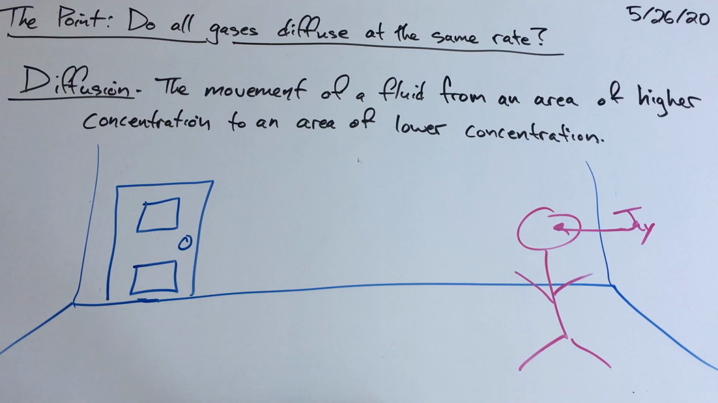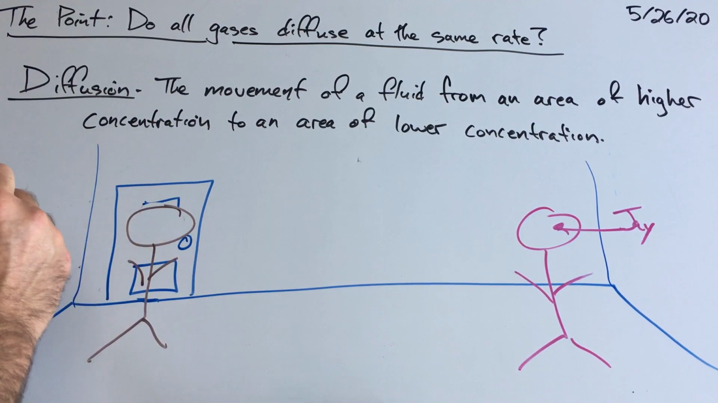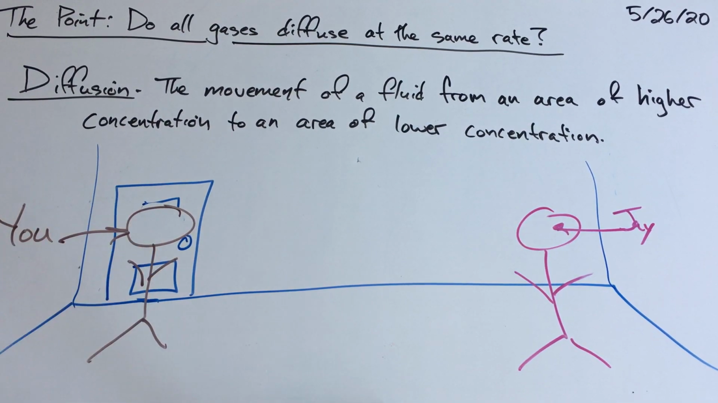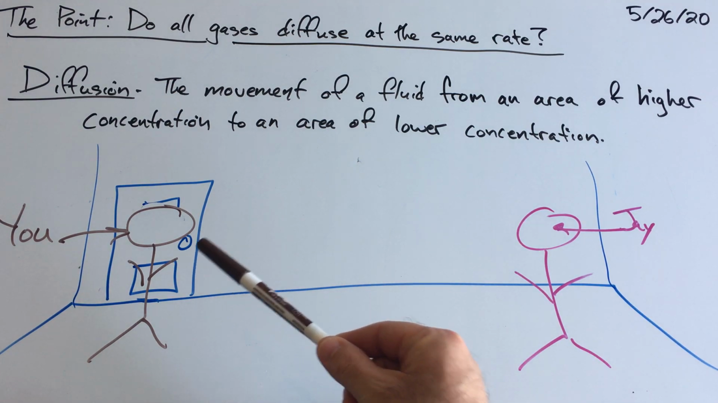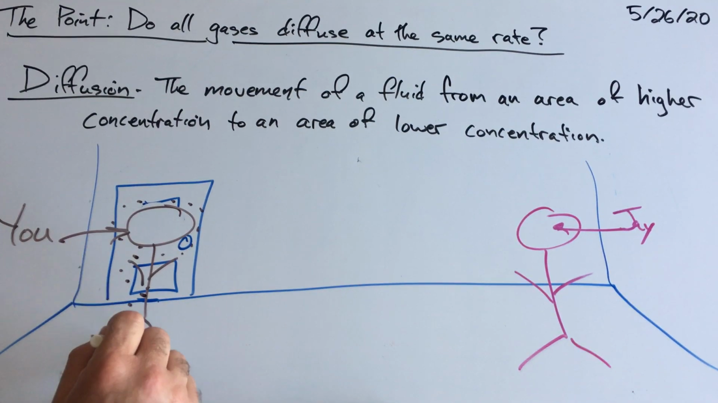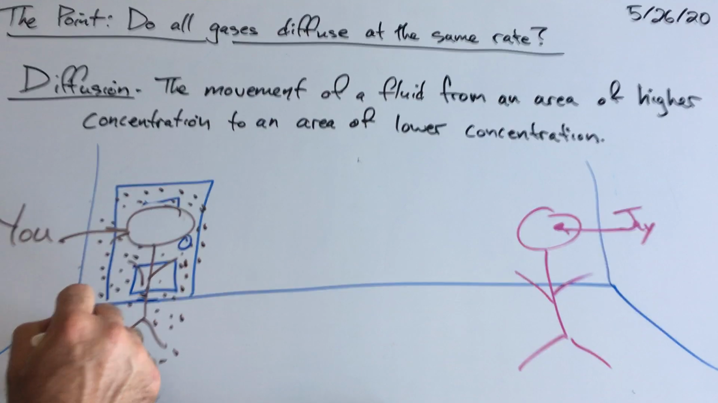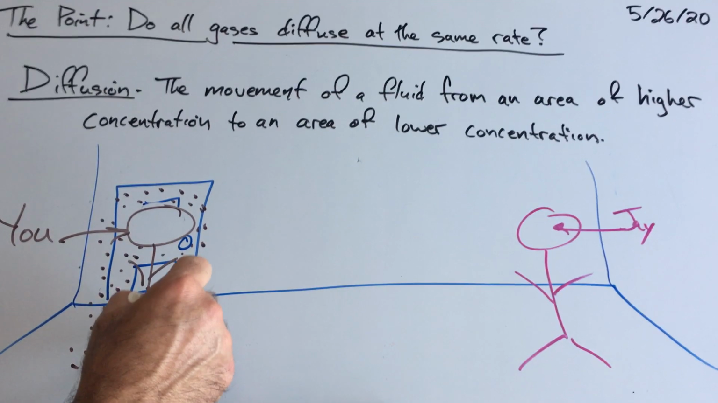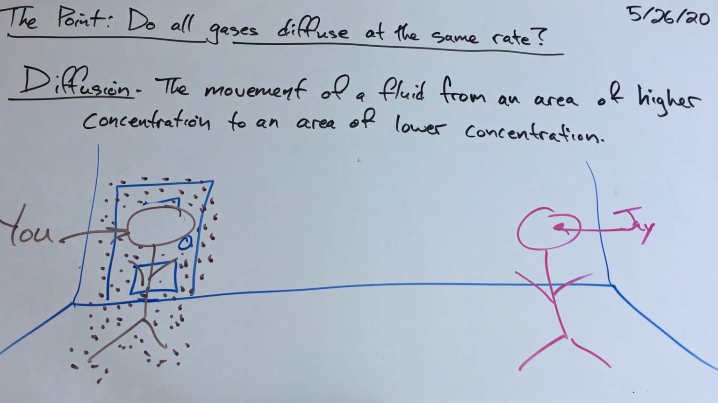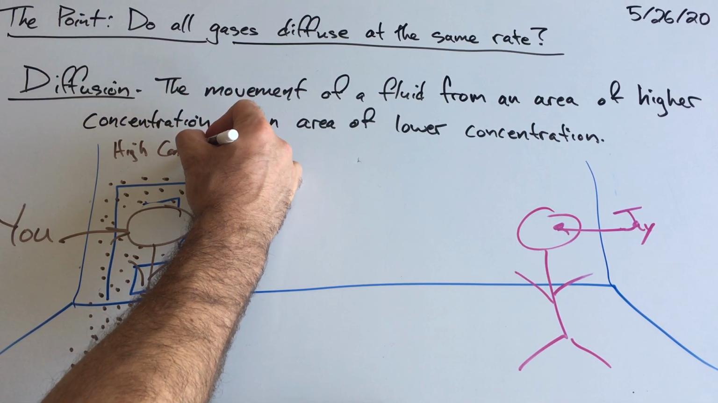And then you, being a teenager, come in and you have recently coated yourself in Axe body spray, which means right around you there is a cloud, a very dense high concentration of Axe body spray particles. Now note, we have over here high concentration of terrible smell.